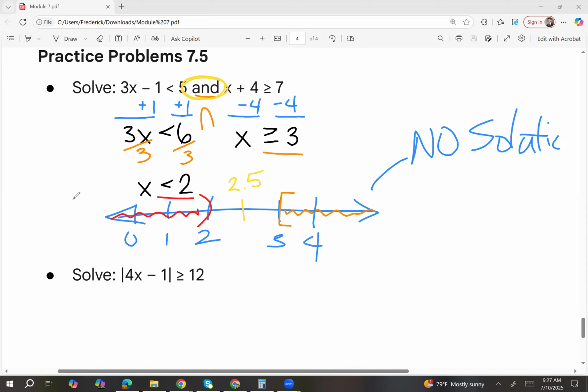We can't express an interval that contains a number that satisfies both of these inequalities. And your online software will have you express these cases. It will tell you whether to type in no solution or to use the empty set as an indicator that there's no solution. But that's what we're seeing here. No number can satisfy it being less than 2 and greater than or equal to 3.